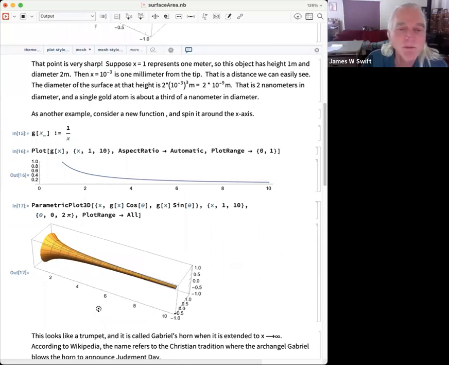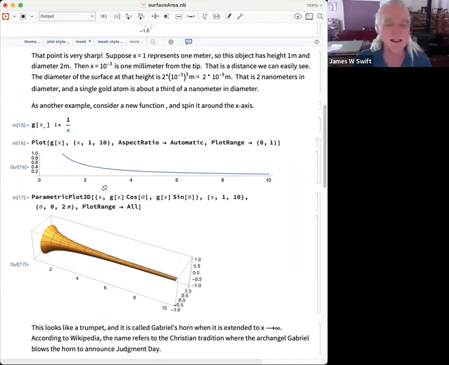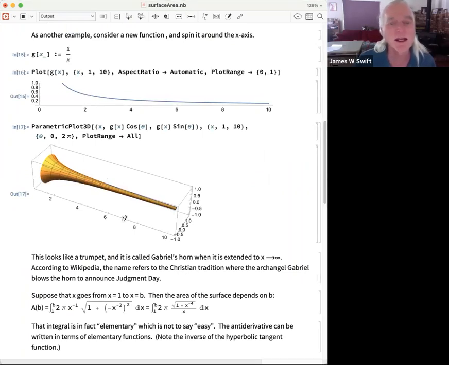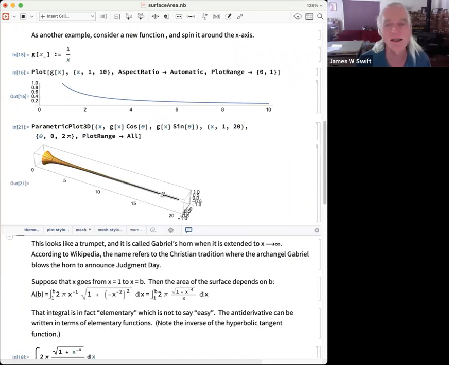Now I get this trumpet-looking shape, or horn. It's been called Gabriel's horn. There's some tradition that Archangel Gabriel will blow the horn at the judgment day. So anyway, you might want to think about what happens as instead of 10, you have 100, 1,000, a billion. Let's just make it 20 to see a little bit more of what it looks like. It gets pretty thin.